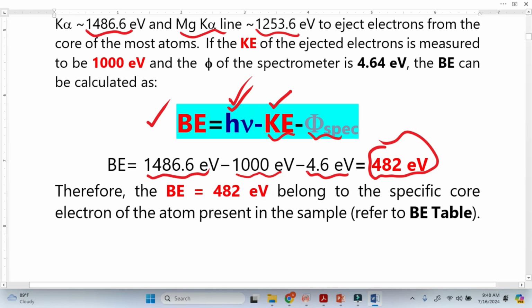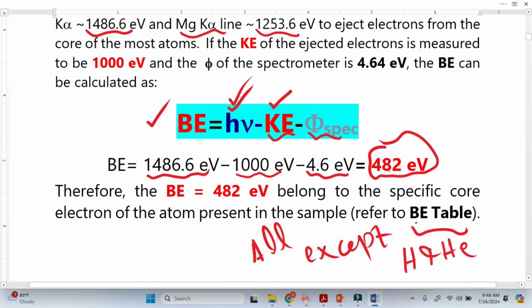Now what we have to do is take this value and compare it with the binding energy tables. The binding energy table is available online, and it contains the binding energy for all elements except hydrogen and helium. When we compare this binding energy with the table, we will determine which element this binding energy belongs to. This may be zinc, cobalt, or oxygen, whatever the element is in that binding energy table. So this is how we easily calculate the binding energy from XPS spectra.